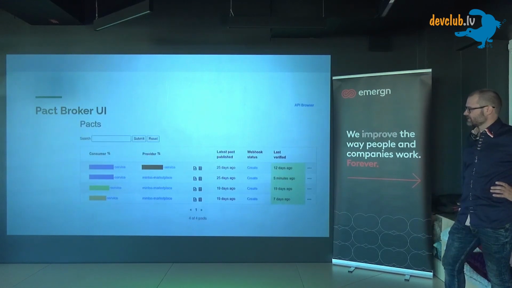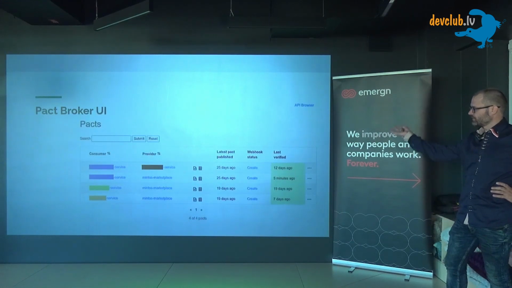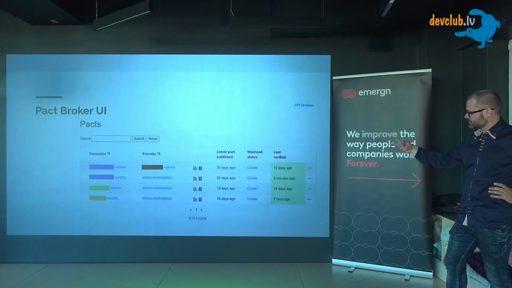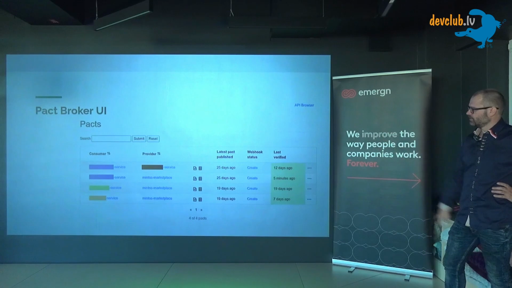So here I provided some examples of how the Pact Broker UI looks. Here are our contracts. It's for multiple services. As Mintos Marketplace is mostly our provider, all the services integrate with that one.